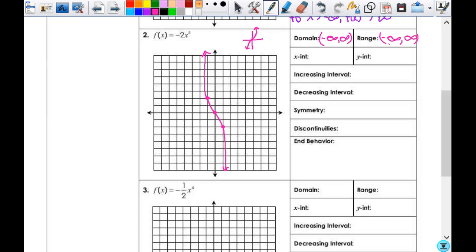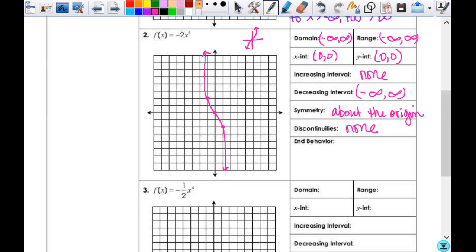What's my x-intercept? 0, 0, which means my y-intercept is 0, 0. Is it increasing anywhere? No. So I have none for that, and it means it's decreasing from negative infinity to infinity. We have symmetry about what? The origin. Any discontinuities? No, so we're saying none.